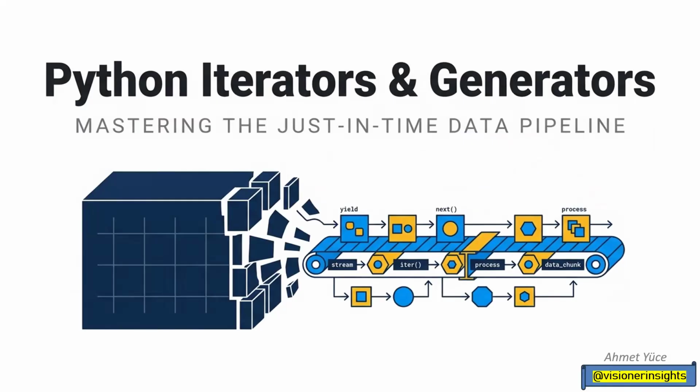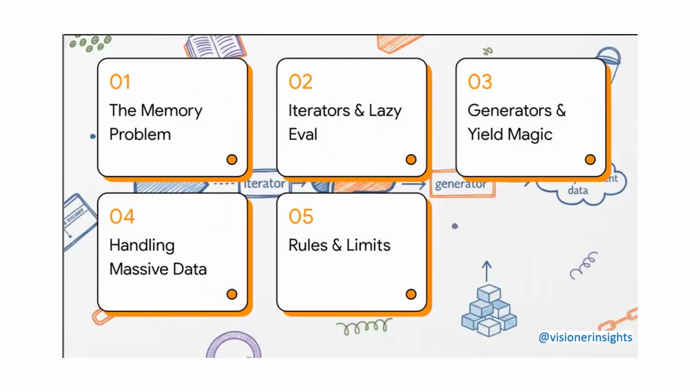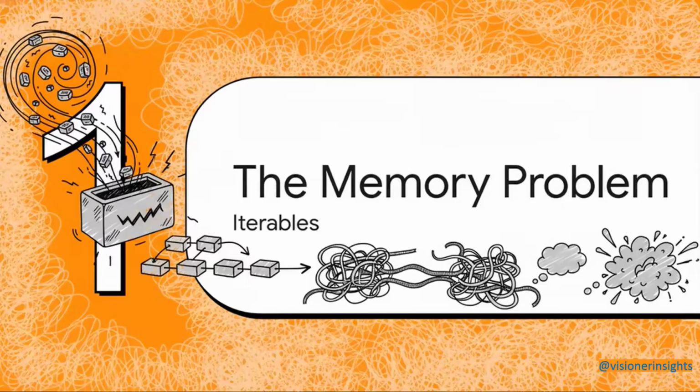Let's dive right in. Here is our roadmap for today. We're going to start with the core memory problem and iterables, look at the lazy approach, unlock the magic of the yield keyword, tackle handling massive data, and wrap up with some rules, limits, and a quick exercise. All right, section 1, the memory problem and iterables.